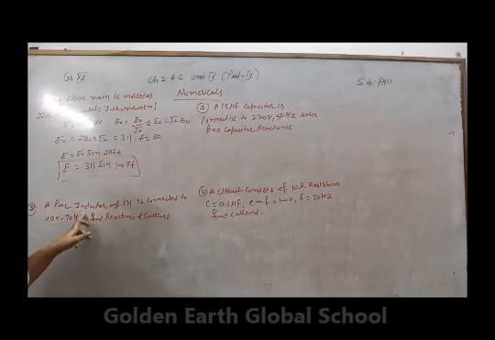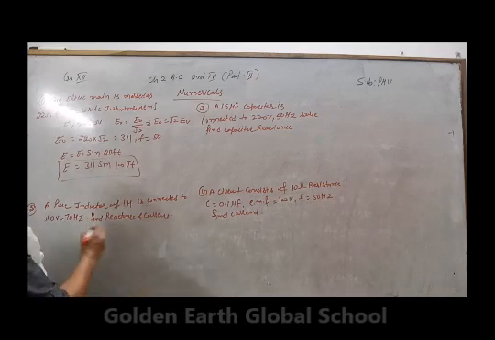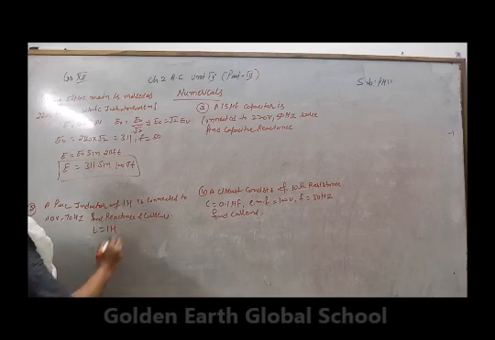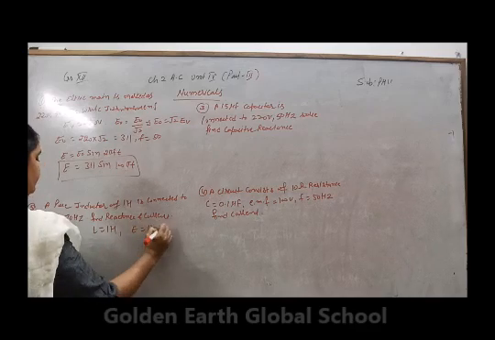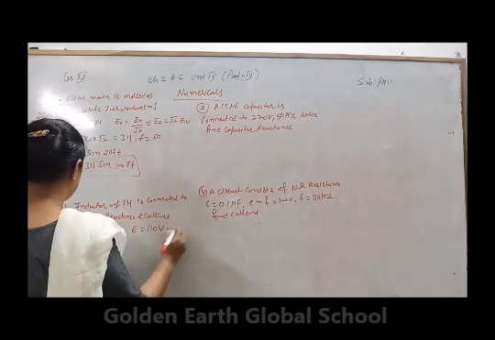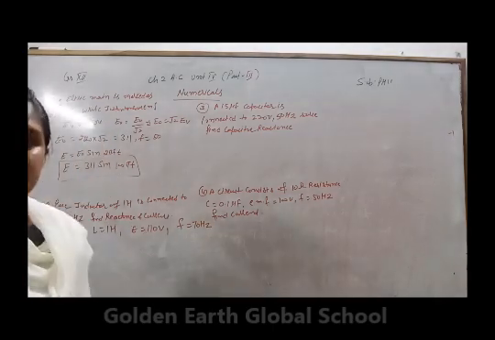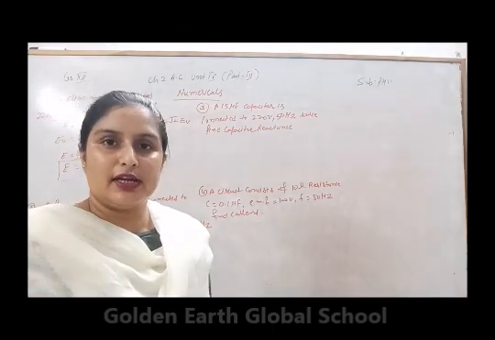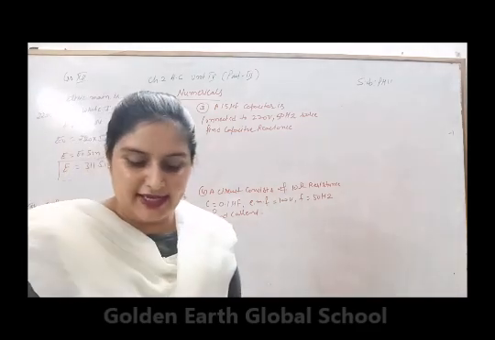Now next, a pure inductor of 1 Henry is connected to an AC source at 110 volt, 70 hertz. Find the reactance and the current. We have given L is equal to 1 Henry, EMF E is equal to 110 volt and frequency is 70 hertz. Now we have to calculate the inductive reactance. Means in this case we are going to calculate the value of XL.